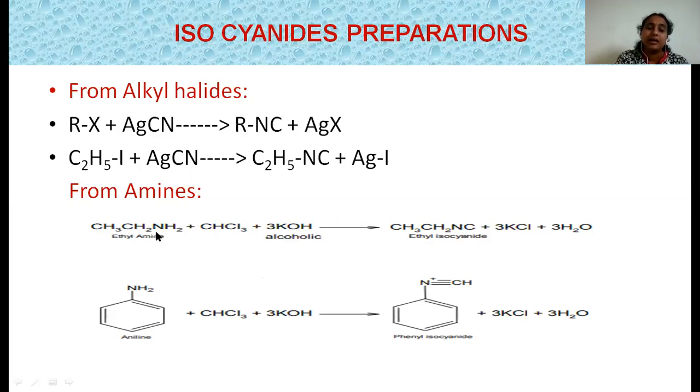Similarly, alkyl amines also will be involved, because an alkyl amine is a primary amine, and an aromatic amine is also a primary amine, so this compound also will undergo the carbylamine reaction. So when aniline reacts with chloroform in the presence of the base, it produces phenyl isocyanide, and also potassium chloride and water, which are the byproducts in this reaction.